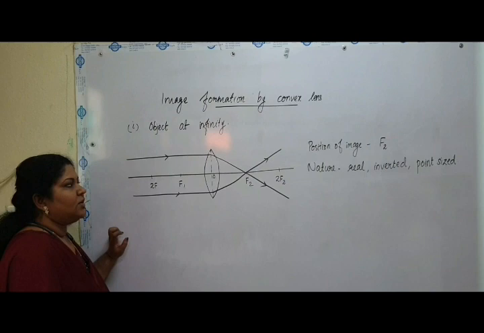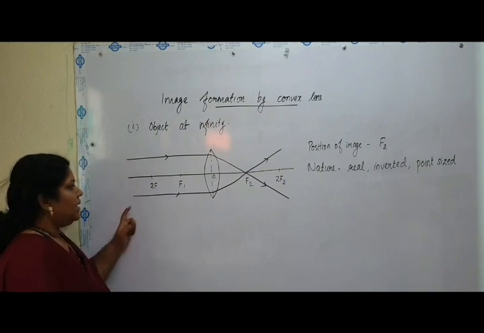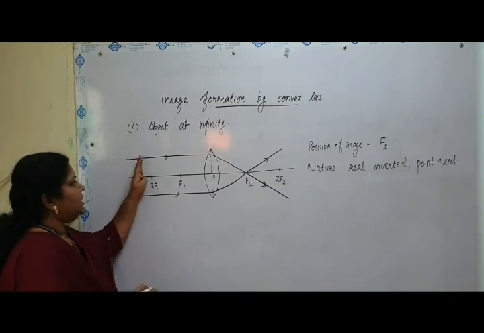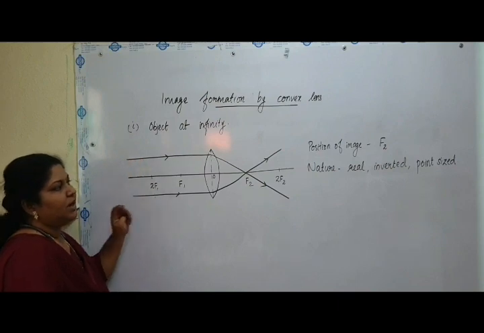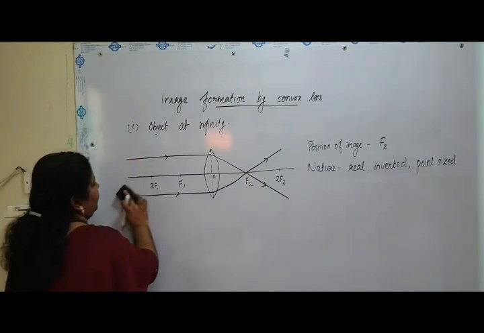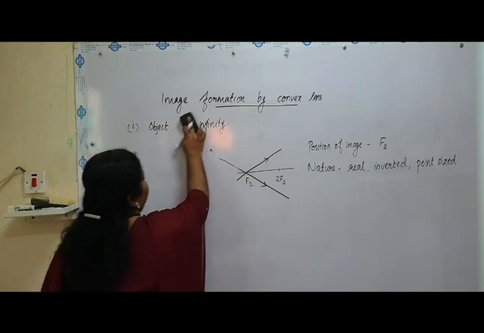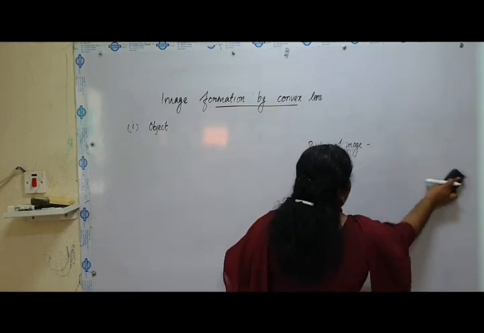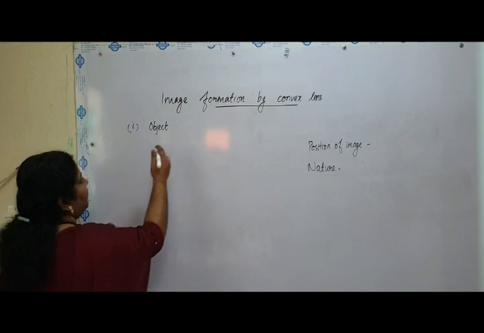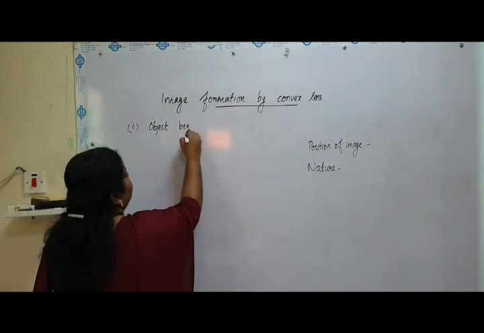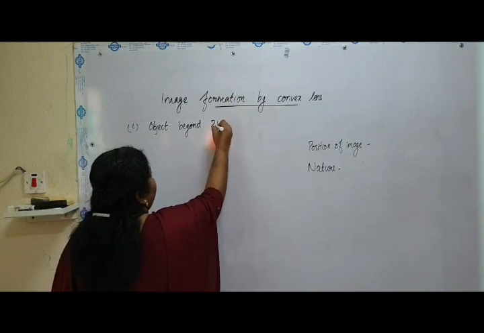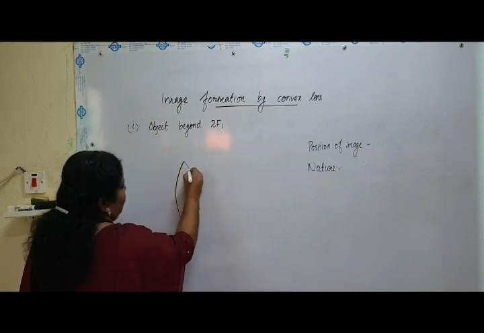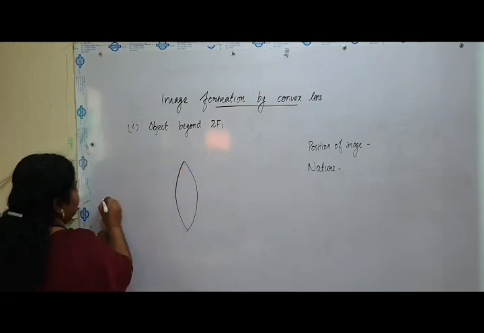Now in the second case of a concave mirror, we kept it beyond C. Here we have not marked any C. Instead we have 2F1. So we are going to keep the object here beyond 2F1 and we are going to see where the image is formed. So the second object beyond 2F1. Here we are going to draw a convex lens.